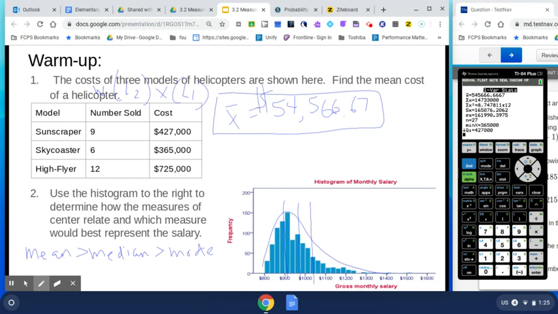It also asks us which measure would best represent the salary. So since that mean is being pulled up by those large values, the median is going to do a better job in representing the middle salary.